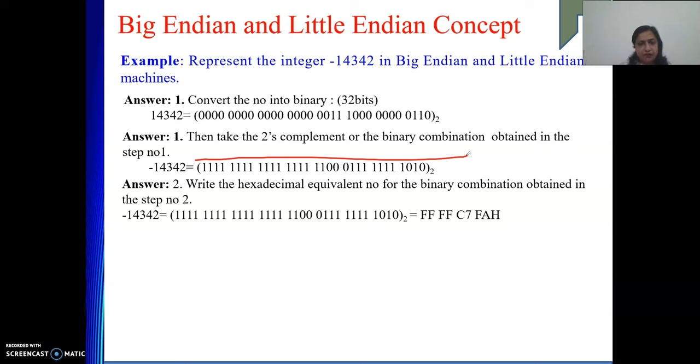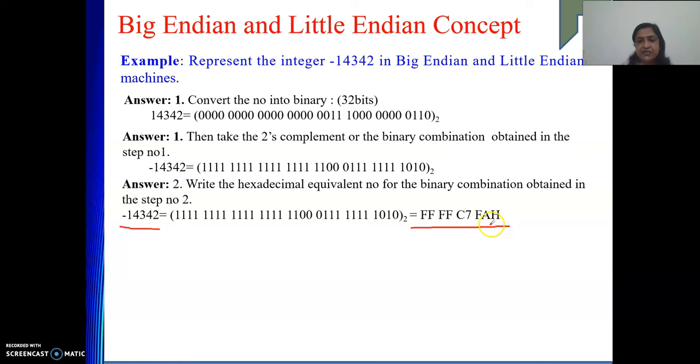Now we can store it as binary bytes in memory, but it will be easier if we convert them into hexadecimal form. Then chances of error will be less. So 1010 is nothing but 10. 10 in hexadecimal is A. Then all 1s is 15, and 15 is represented by F. Like that, this is 7. This is 12, and 12 is C. Then all 1s will be FF. So ultimately, this minus 14342 is nothing but this in hexadecimal.